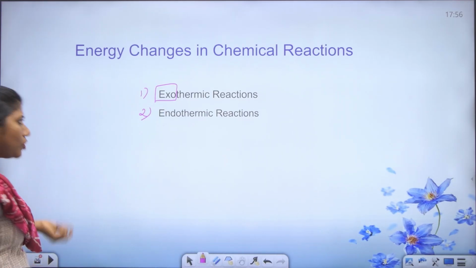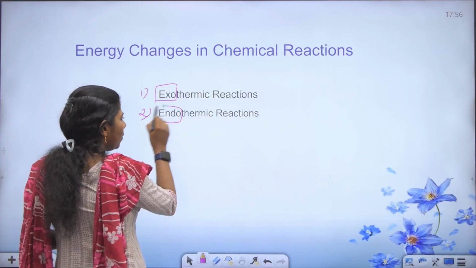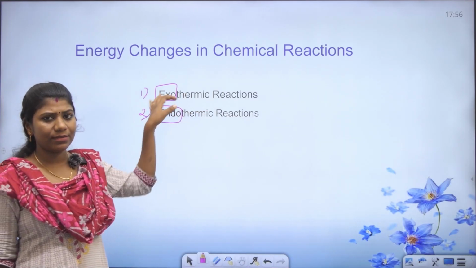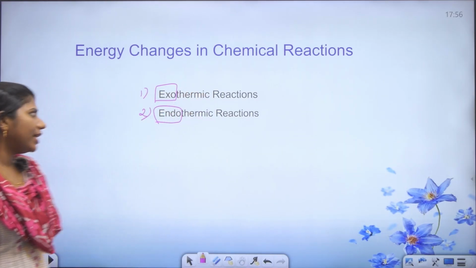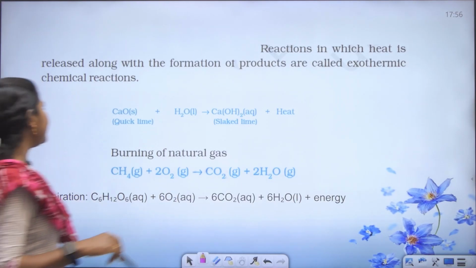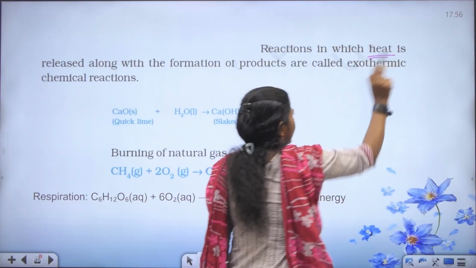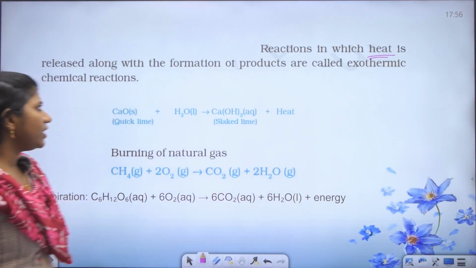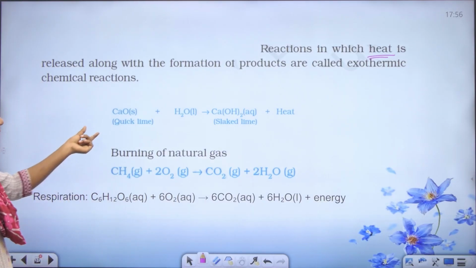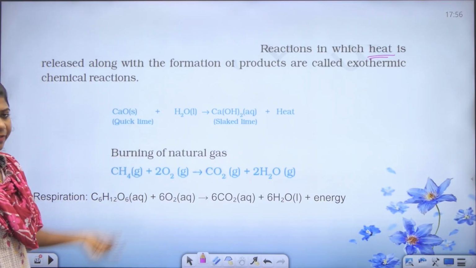And if it absorbs a certain amount of energy, it's called an endothermic reaction. If energy is liberated in the form of heat, that is exothermic. The reaction in which heat energy is released along with the formation of products is called an exothermic chemical reaction. For example, calcium oxide reacts with water.